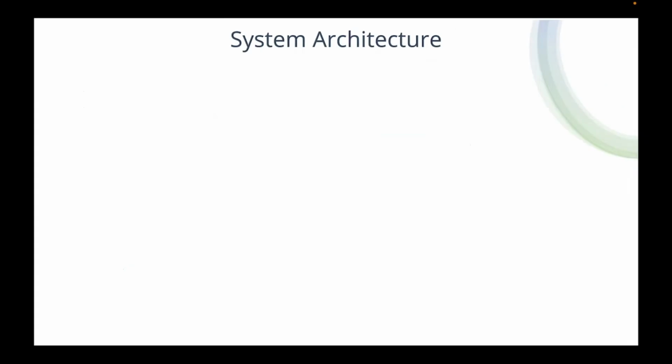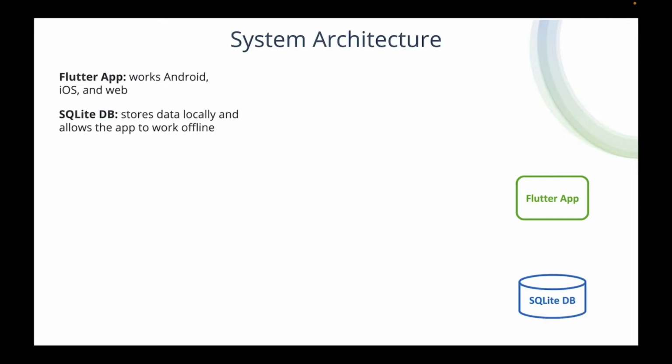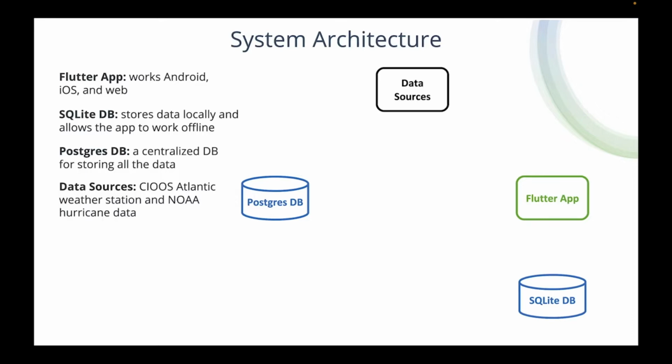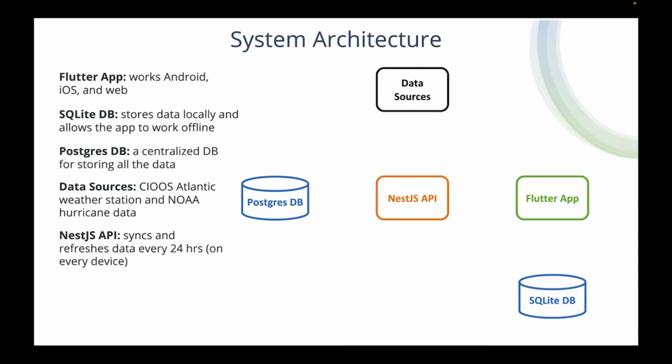The system architecture has 5 main components. Flutter App, which works on Android and iOS and can be easily configured on web if needed. SQLite DB, which stores data locally on each device and allows the app to work offline. PostgreSQL DB, which is a centralized database for storing all the data. Data sources, which are CS Atlantic Weather Station and NOAA hurricane data. And Nest.js API, which syncs and refreshes data every 24 hours on every device.